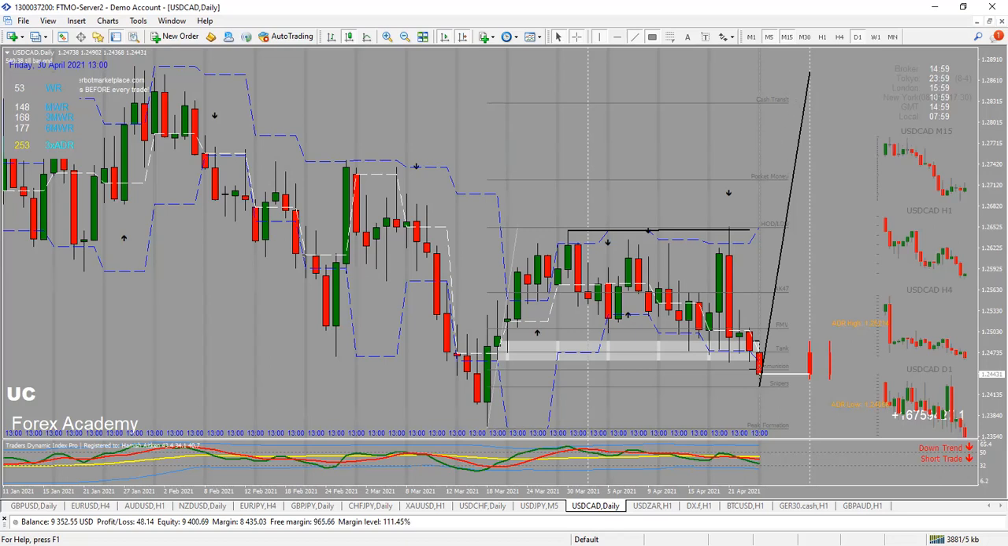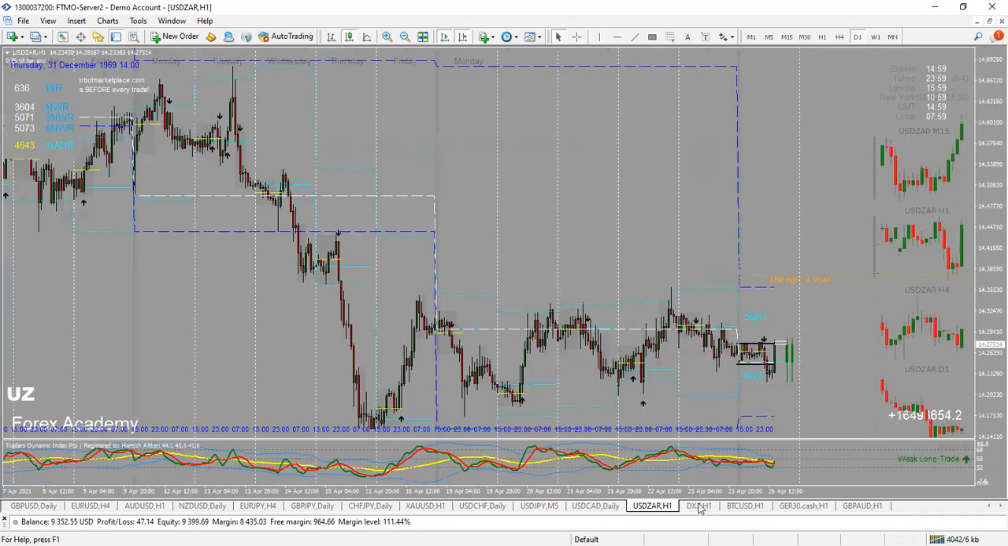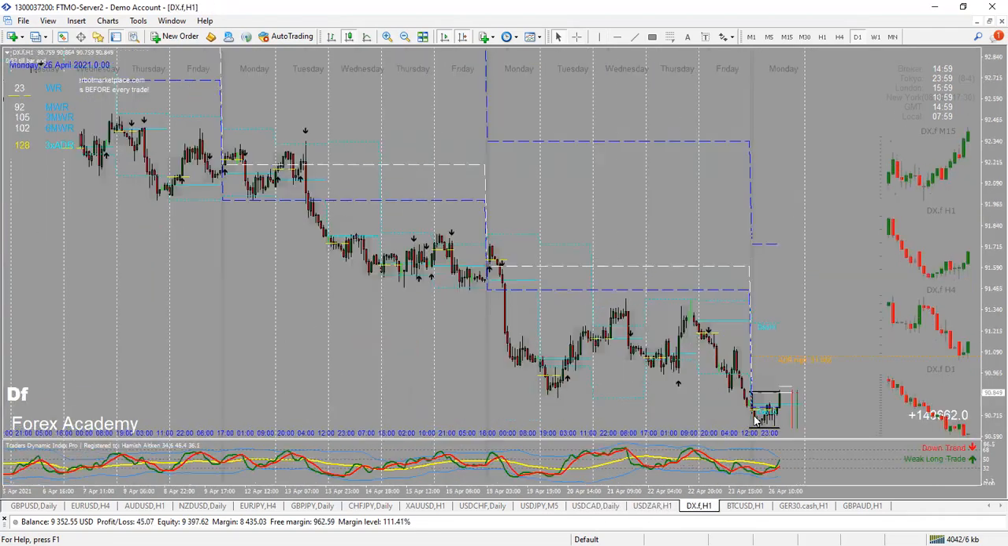Let me close this zoom, and I'll just finish the last two pairs, the USDZAR and then the dollar index, as they are starting to rise, guys. This is beautiful, and these are all the anticipations that I was sharing in previous weeks, guys.